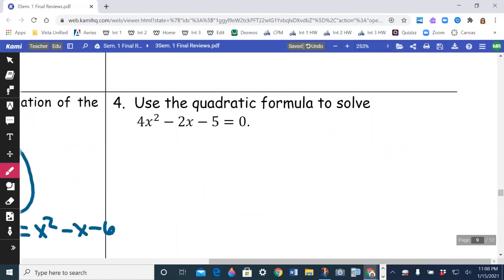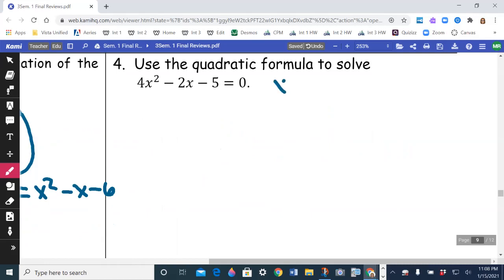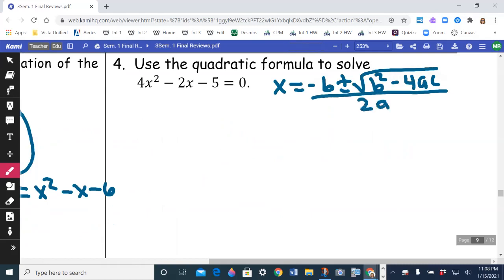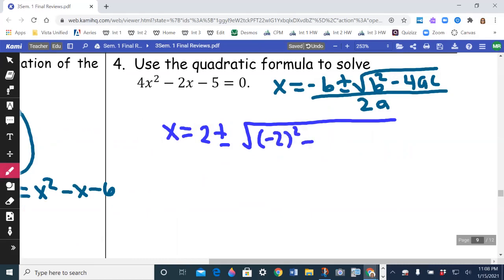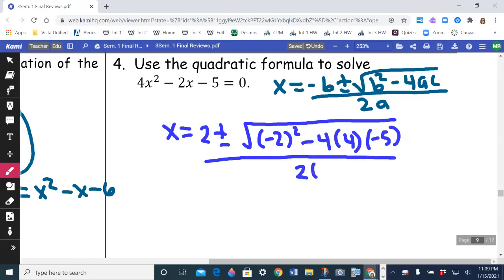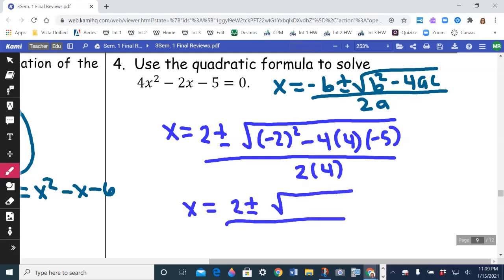On number 4, okay, quadratic formula: x is equal to negative b plus or minus the square root of b squared minus 4ac all over 2a. Okay, so I am going to have x equal, my b is negative 2, so this is going to be a positive 2, plus or minus the square root, put your negative 2 squared, put that negative 2 in parentheses, minus 4 times my a, which is 4, and my c, which is negative 5, all over 2 times my a, which is 4. And then I'm going to get 2 plus or minus. I'm going to put that in my calculator. I'm going to get 4 minus 4 times 4 times a negative 5.